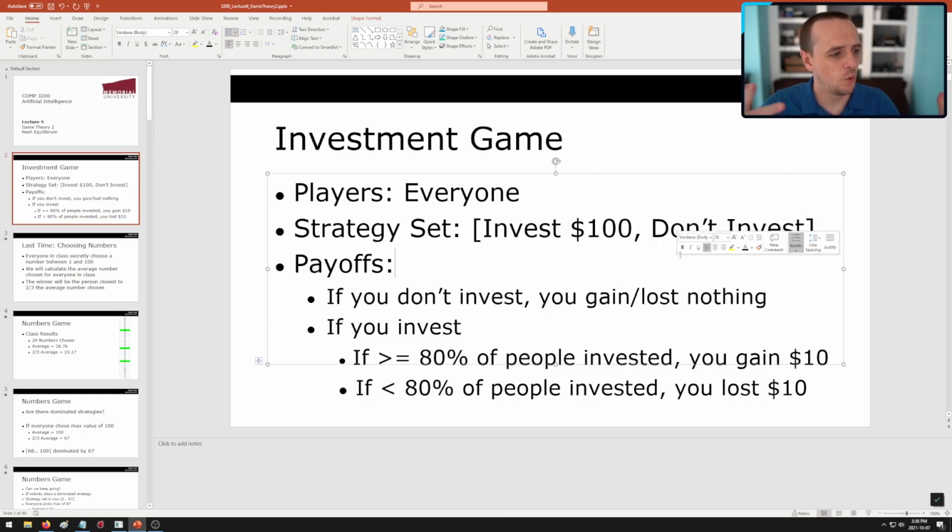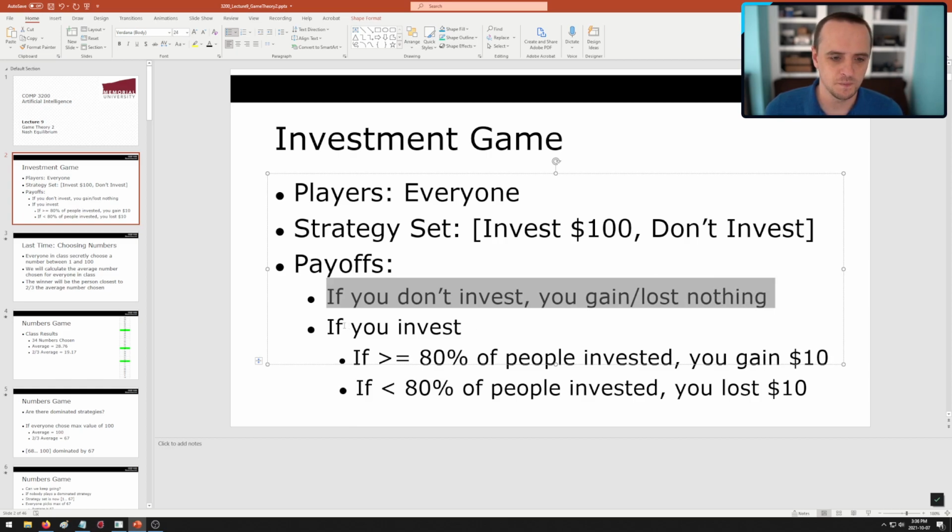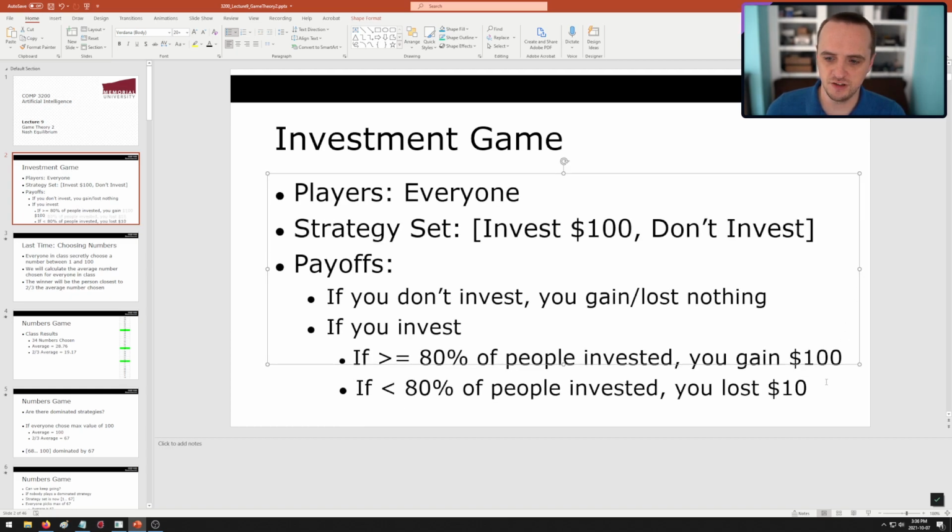Now, we're not playing with real money here, so maybe your choices would be different if you were playing with real money. But let's just pretend, and play it with the knowledge that there is some sort of payoff, right? Because if you don't care, then you just don't play, I guess. So the payoffs are, if you don't invest, you gain or lose nothing. If you invested, then if more than 80% of people invested, you gain money. And if fewer invested than 80%, you lose money. And what this does is it kind of mimics a lot of things that happen in real life.